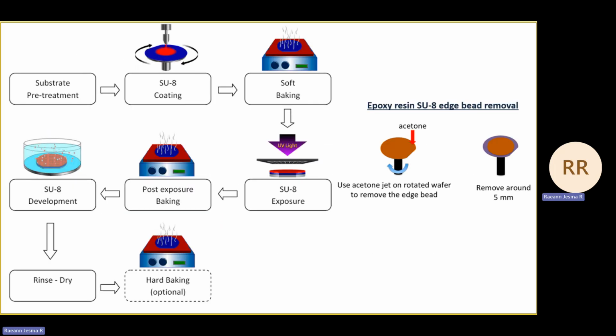So I'll tell why. These are the steps involved when you are using SU8 as a photoresist to pattern. First is substrate pre-treatment. Here we'll clean the wafer, either using Piranha or solvent cleaning, which involves acetone clean followed by IPA, then DI water. After cleaning with DI water, we will do dehydration to remove any moisture present on the substrate. Then we will follow this by SU8 coating.